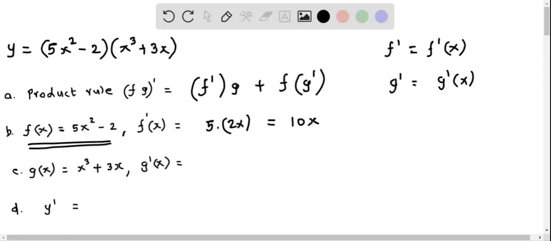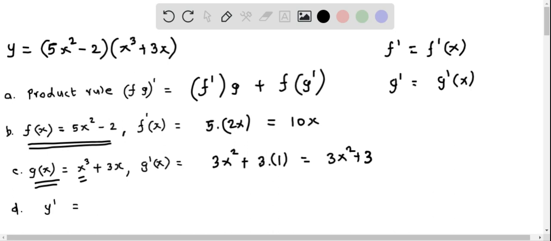Now let's find the derivative of g of x, which is given as x cubed plus 3x. So once again, we use the power rule. The derivative of x cubed using the power rule is 3x squared, plus the derivative of 3x, where 3 is a constant and the derivative of x is 1. So we put 3 times 1, and this simplifies to 3x squared plus 3.